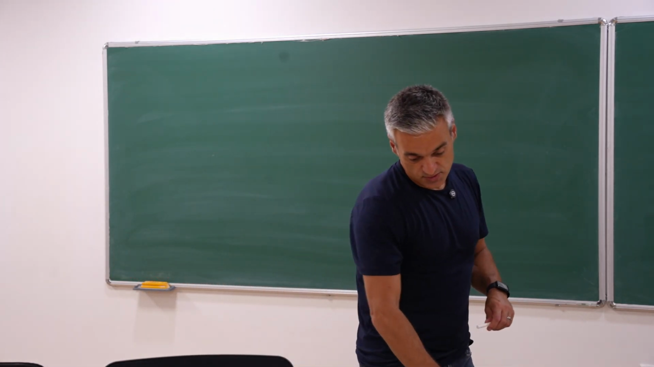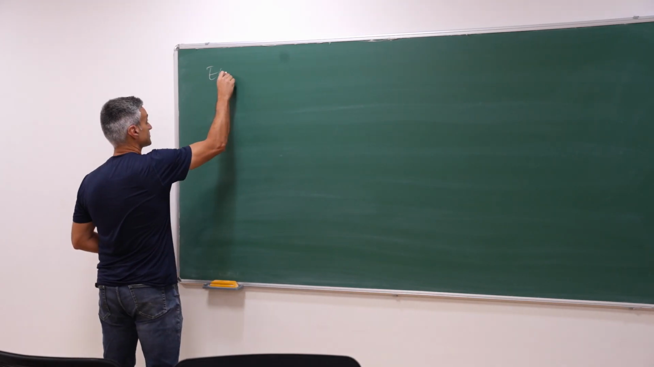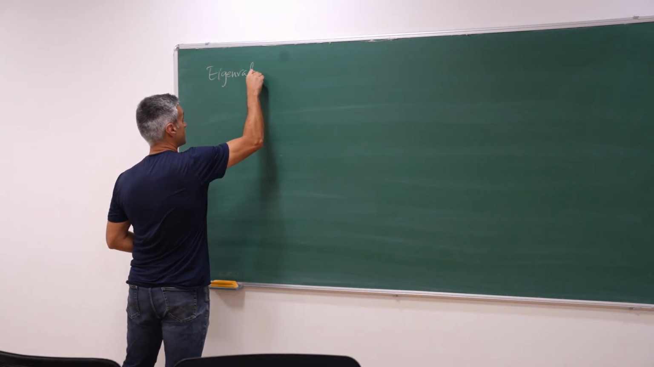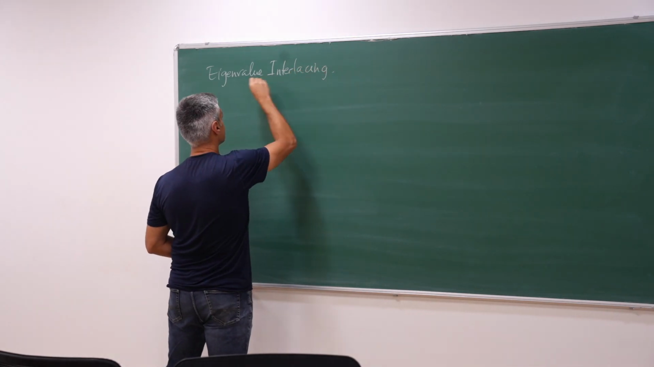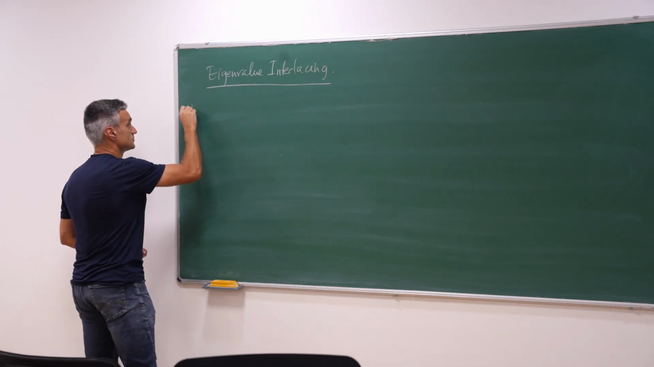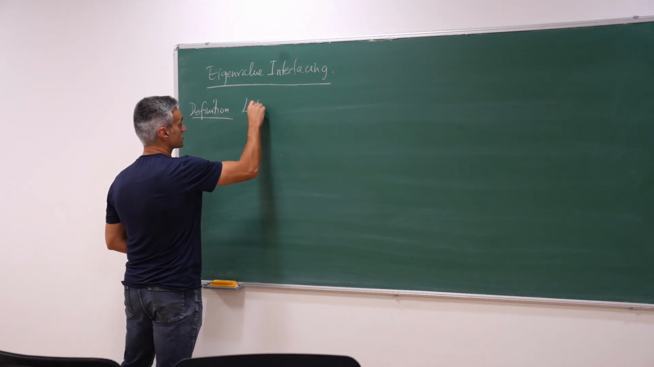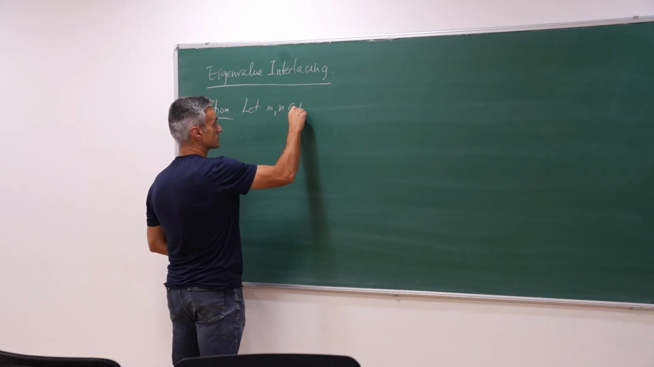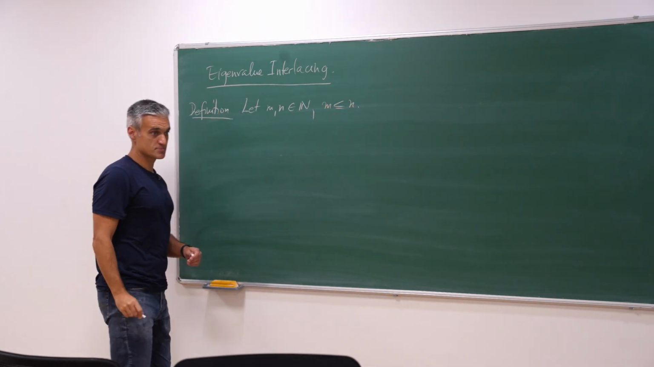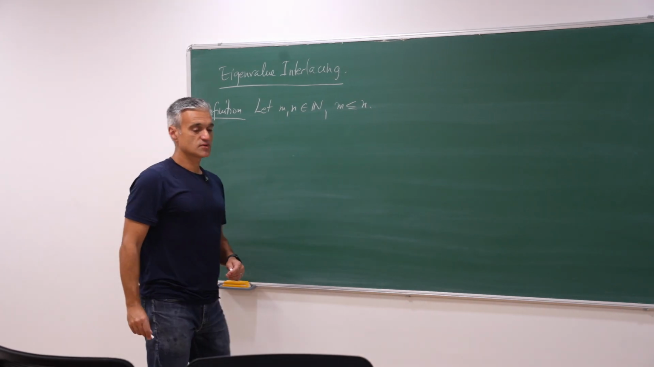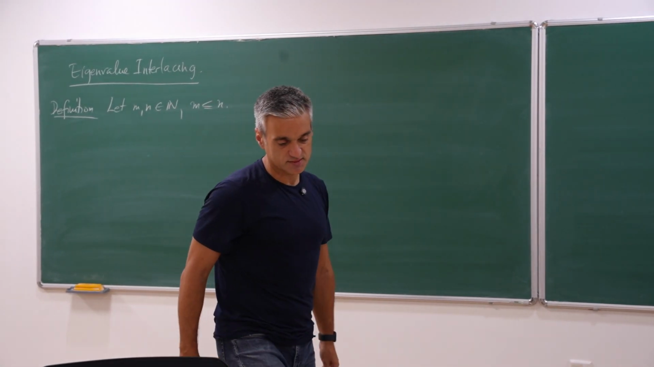Okay. So I'll start with the definition. Today we'll talk about eigenvalue interlacing. First, what is interlacing? Assume that we have two natural numbers m and n, and n is the larger one. Then we'll have two sequences: a longer sequence of length n and a smaller sequence of length m.